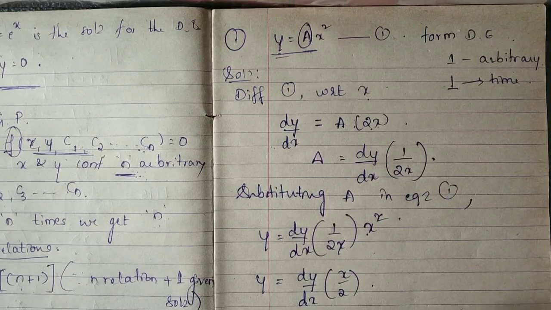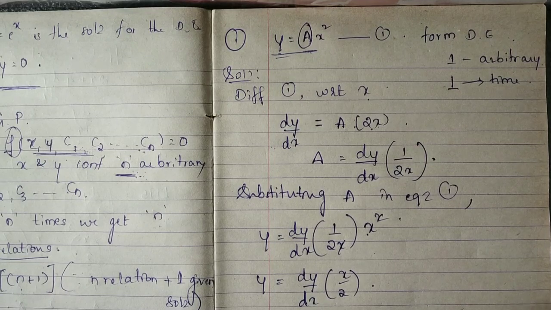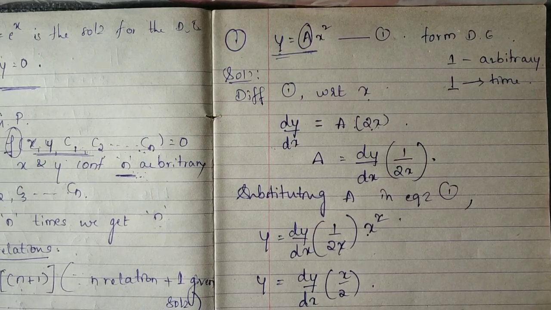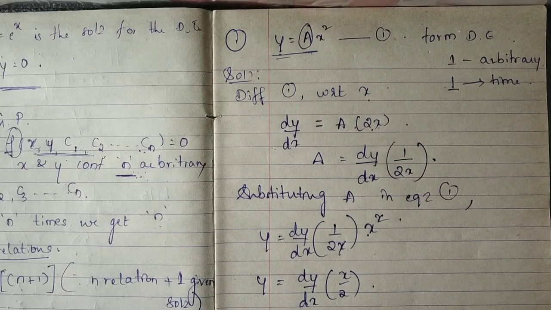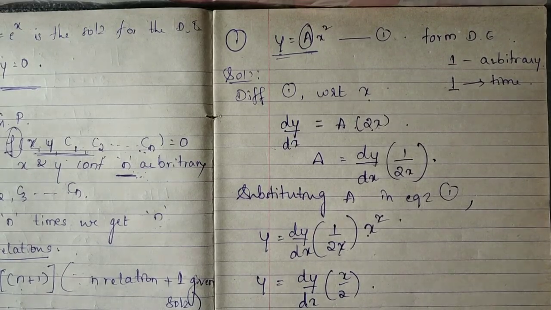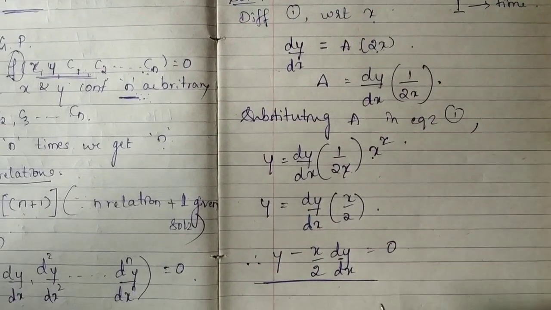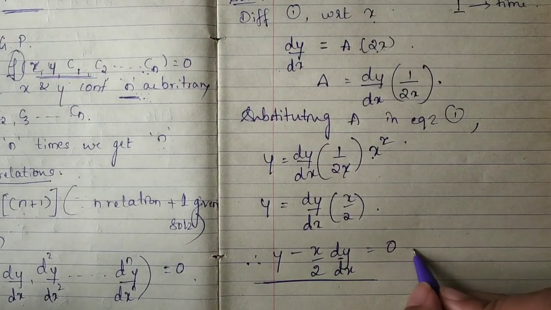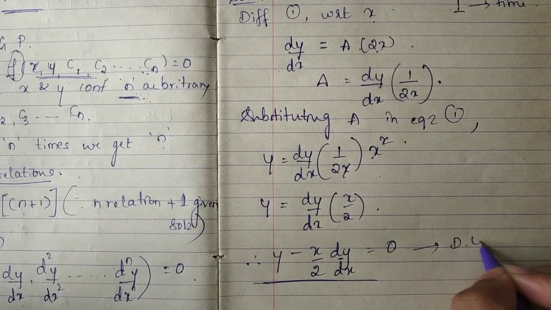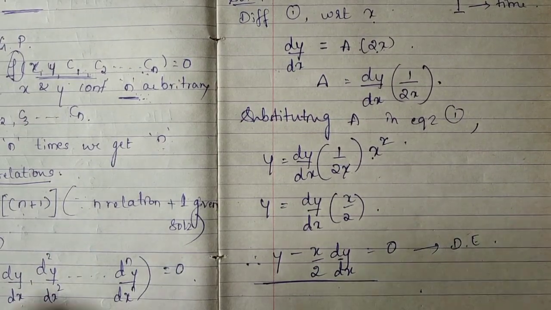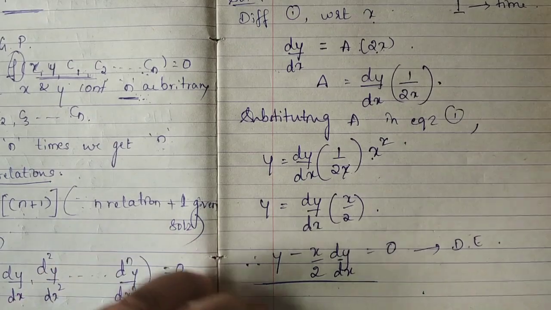Therefore, y minus x by 2 into dy by dx equal to 0. So note that this equation involves the derivative term. Therefore, this is called a differential equation. So this is the required equation. Let us solve one more problem.